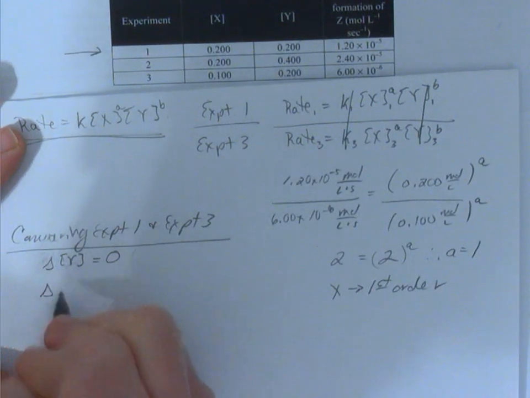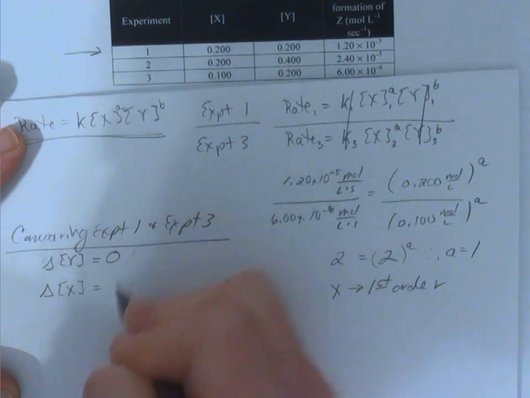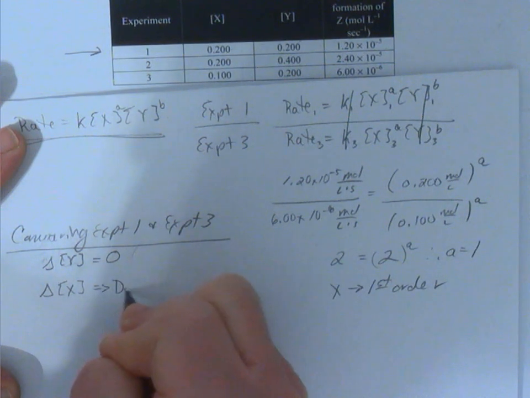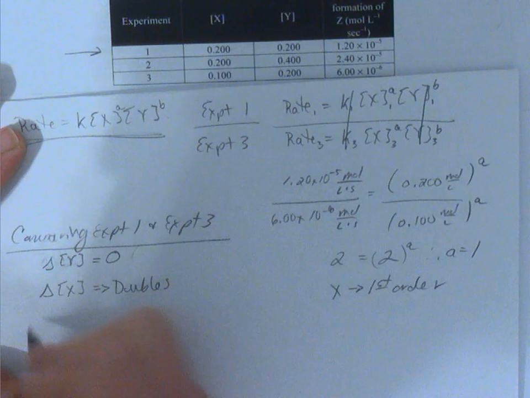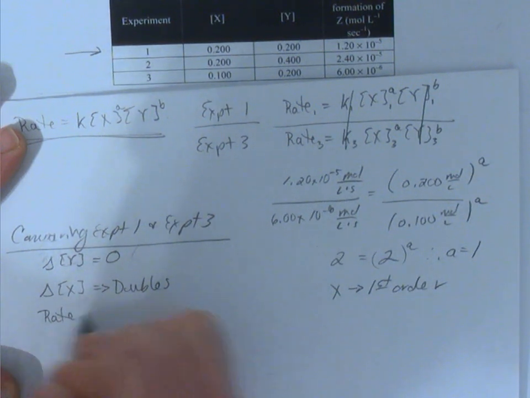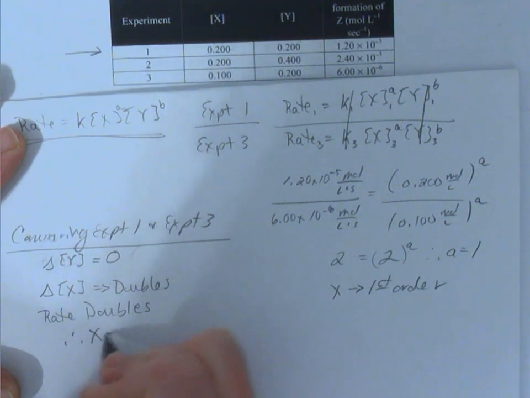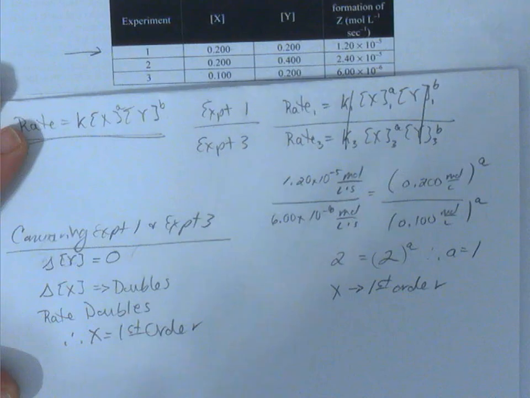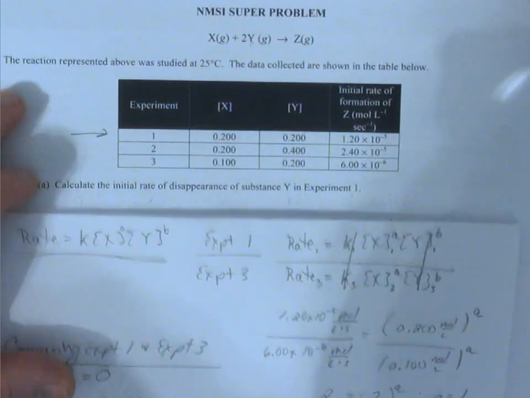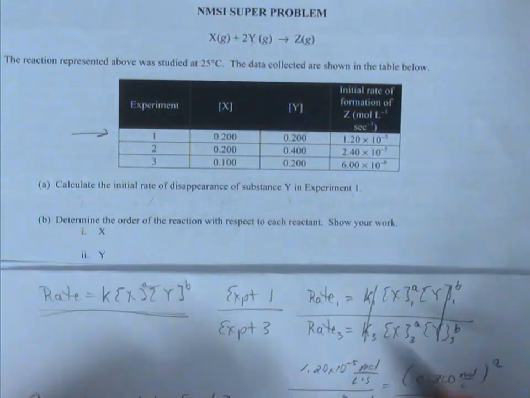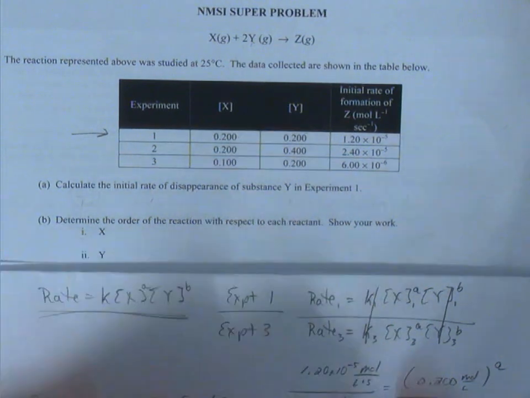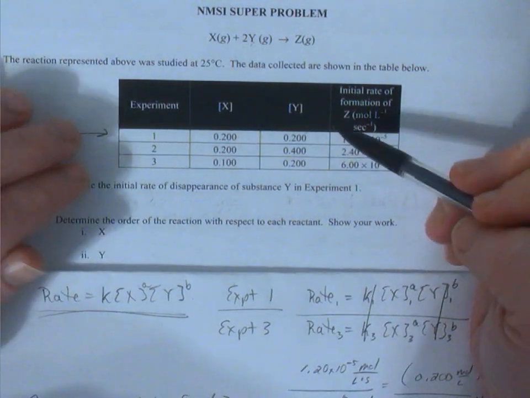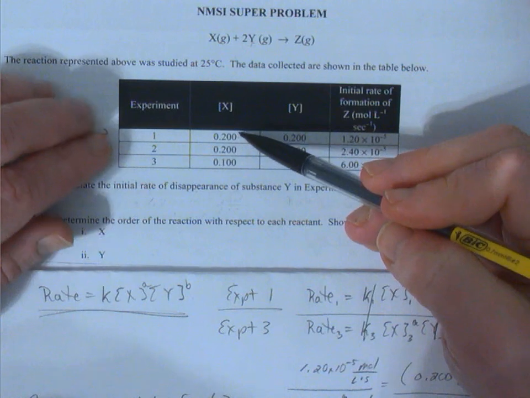The concentration of X doubles, the rate doubles, therefore X is first order. For Y, to tell, we would do the same thing. So you could lay out the same work, and we would want to compare where we are keeping X constant.